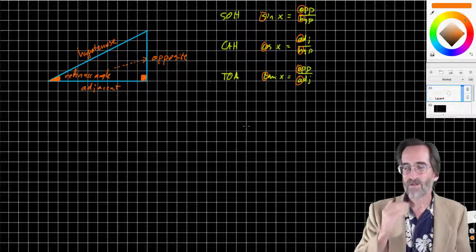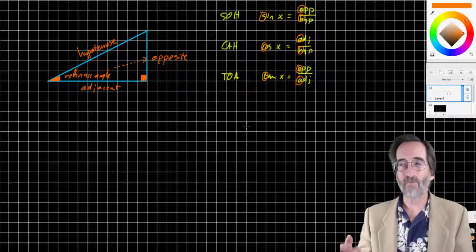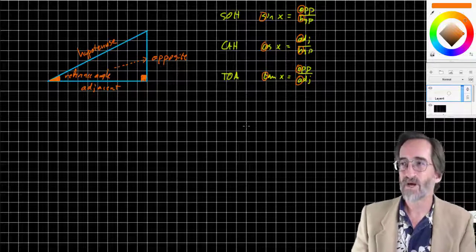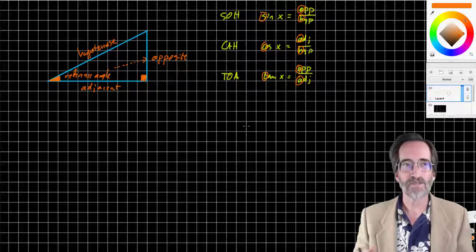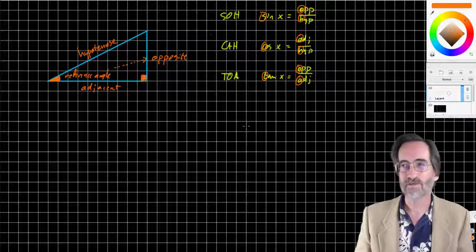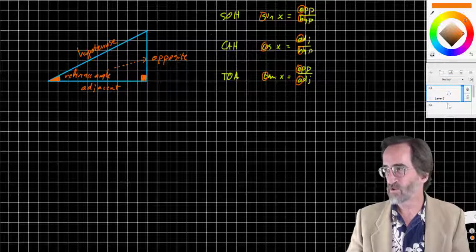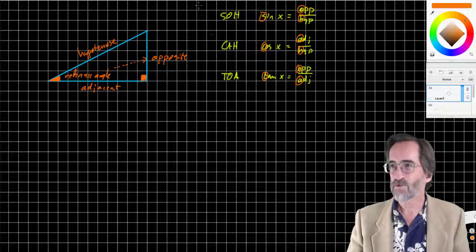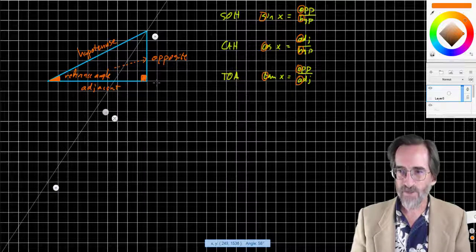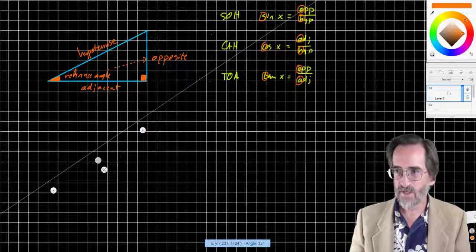Okay? So once you've named the sides, opposite, adjacent, hypotenuse, then you memorize SOHCAHTOA and memorize that means sine is opposite over hypotenuse, cosine is adjacent over hypotenuse, tangent is opposite over adjacent. Once you have that down, you're ready to use the trig functions to solve triangles. So I'm going to keep this up here, but I'm going to go to a new slide and draw a right triangle here. And we're going to solve the right triangle.